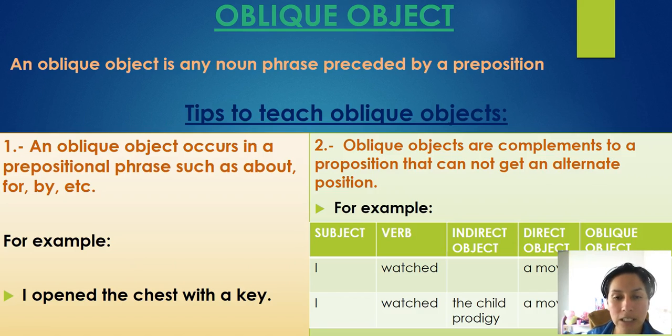Another tip for teaching oblique objects is to make students recognize that an oblique object cannot get an alternate position because if they do it, the clause changes its sense. For example, I watched a movie about a child prodigy. In that sentence, the oblique object is about a child prodigy. However, I watched the child prodigy a movie. Changing the oblique object position, the sentence acquires another sense. For that reason, the child prodigy is an oblique object.